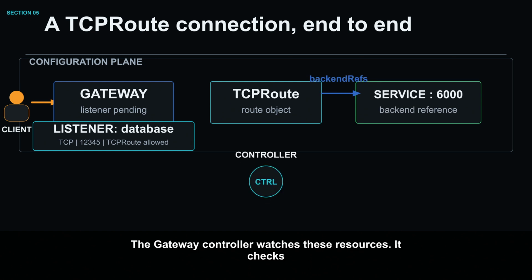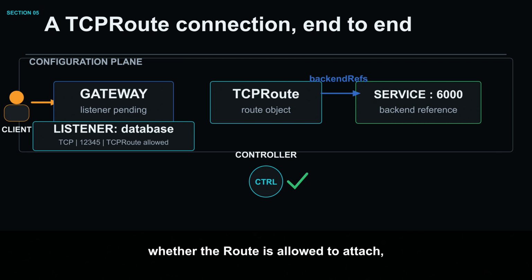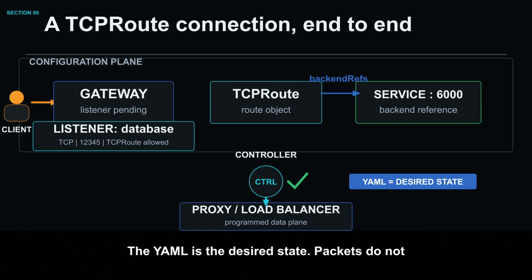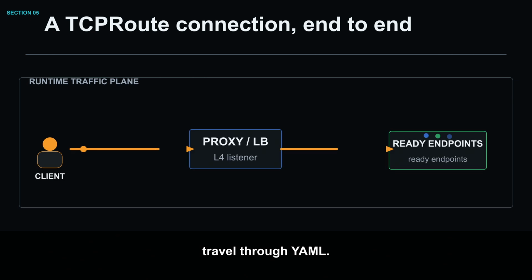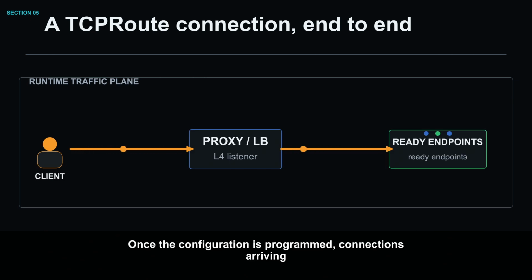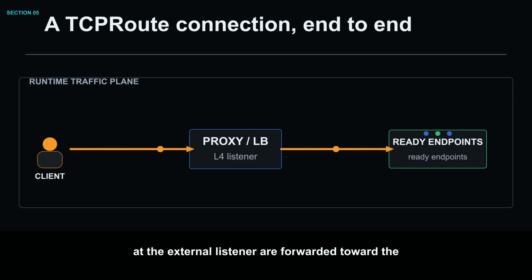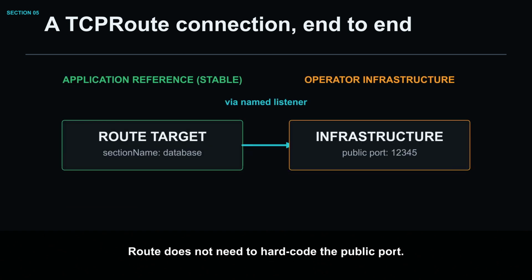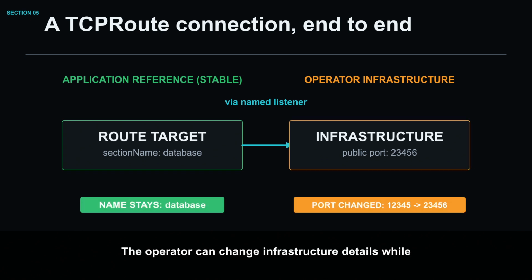The gateway controller watches these resources. It checks whether the route is allowed to attach, resolves the backend, and programs the actual proxy, load balancer, or network data plane. The YAML is the desired state. Packets do not travel through YAML. Once the configuration is programmed, connections arriving at the external listener are forwarded toward the service's available endpoints on the backend port. Using a listener name is useful because the application route does not need to hardcode the public port. The operator can change infrastructure details while keeping a stable attachment name.